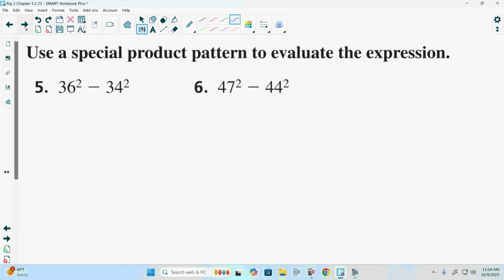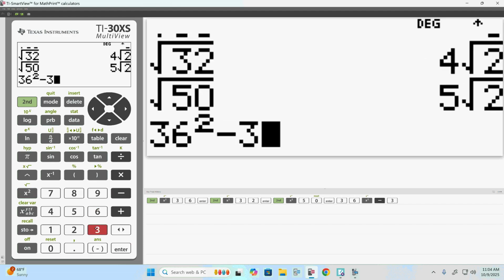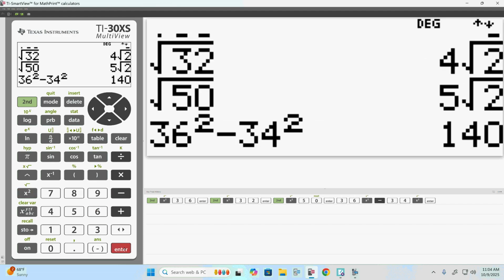Use the special product pattern for 36 squared minus 34 squared. 36 plus 34 would be 70, times 2, and that would be 140.